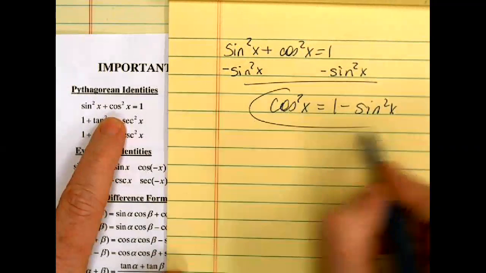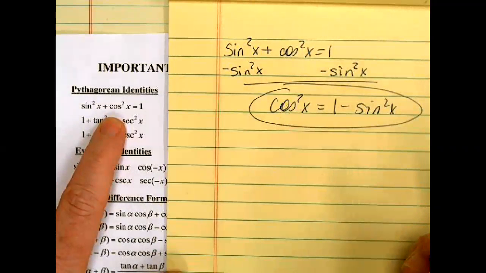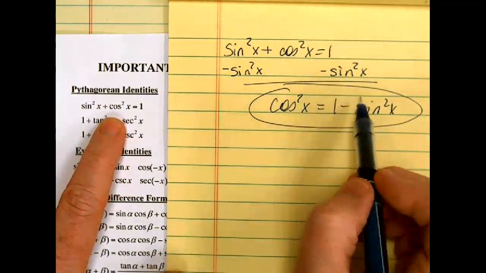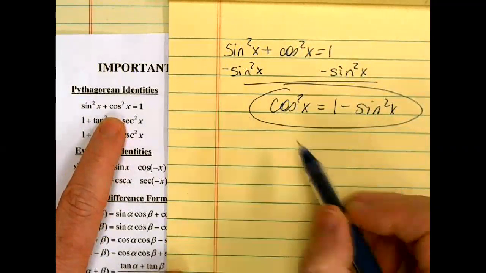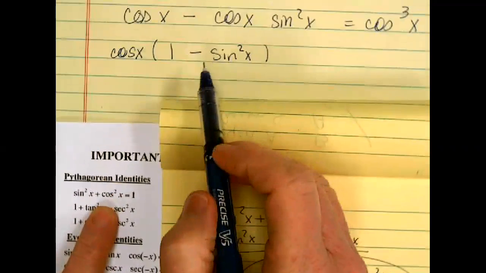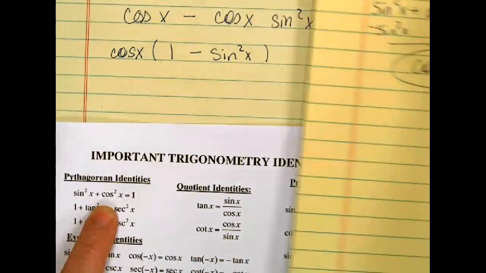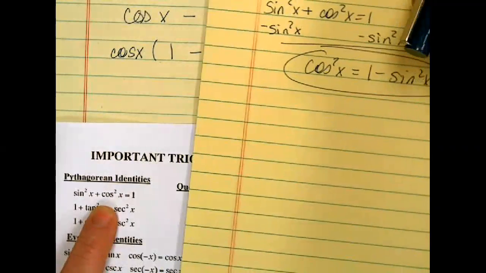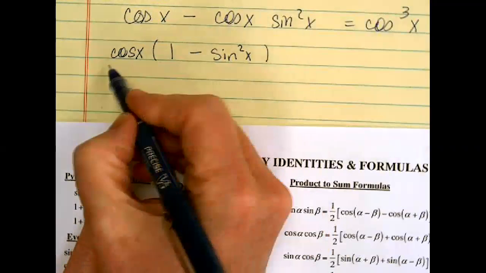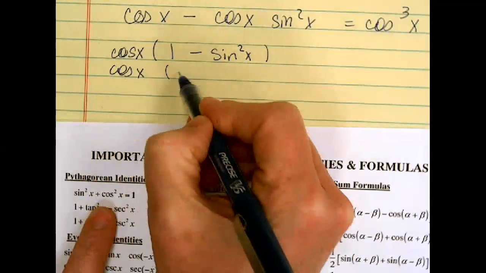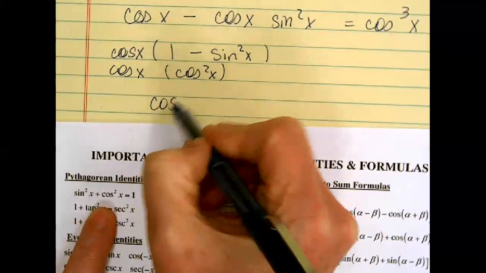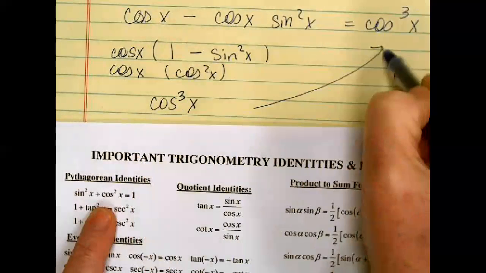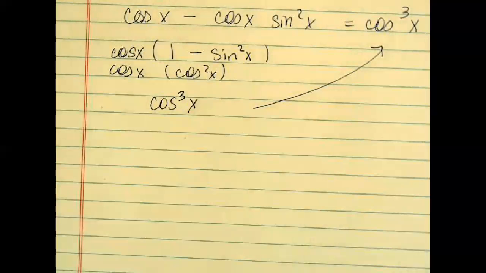And it's useful to me in this particular problem. You could have subtracted the cosine from both sides and had that same identity written in a third way. But for this problem, this is what I need. I need to replace 1 minus sine squared with the cosine squared. So this now says cosine x times cosine squared x. And when I multiply those together, I get cosine cubed x, which is exactly what I'm looking for.